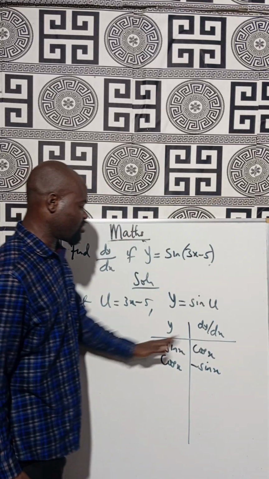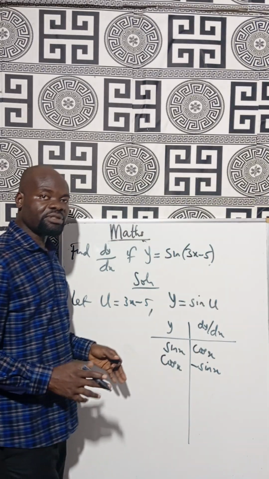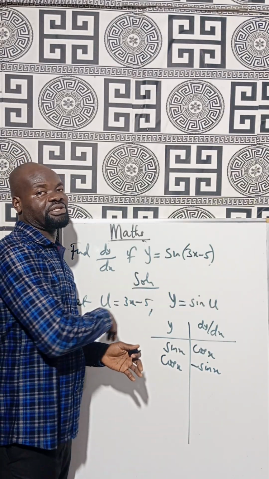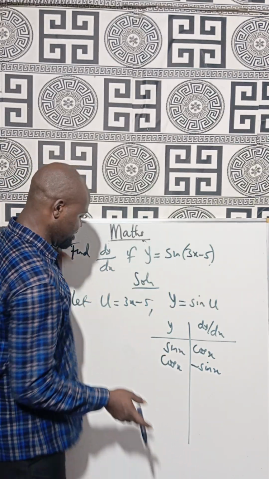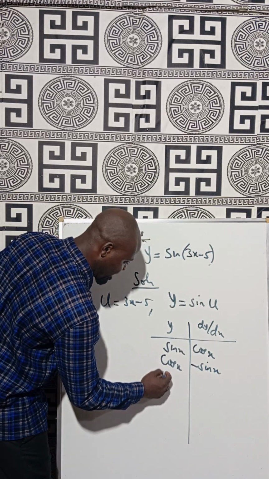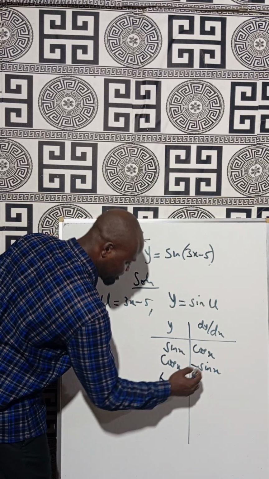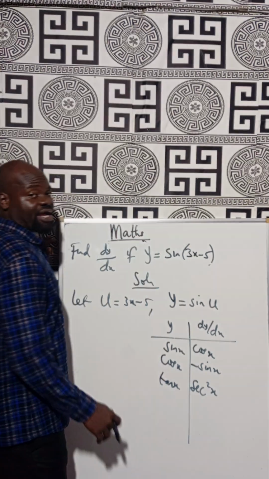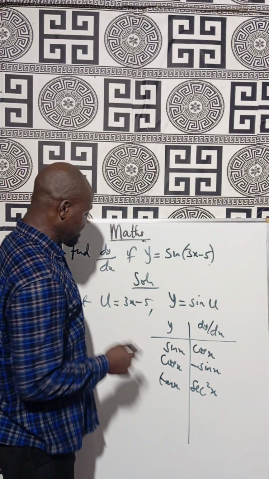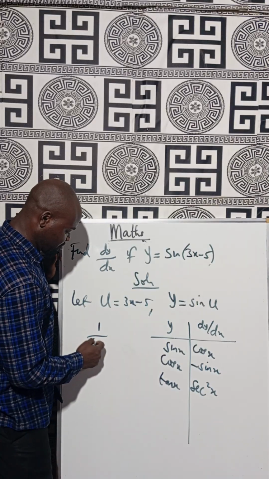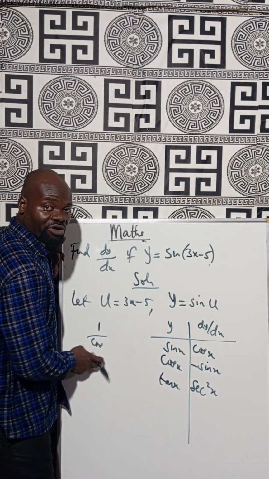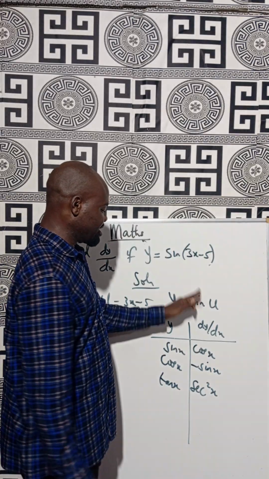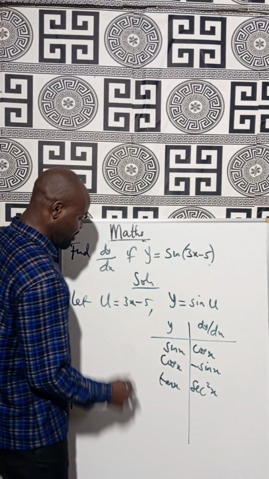Just know that sine and cos are like complements. If you see sine, it changes to cos. If you see cos, it changes to sine with a minus. Don't forget that. So we have taken sine and cos. Let's take tan. If you see tan, it turns to sec square x. I hope you know what sec means. Sec is 1 over cos. When you divide 1 by cos, you get sec. So whenever you see tan x, your derivative is sec square x. Don't forget that.